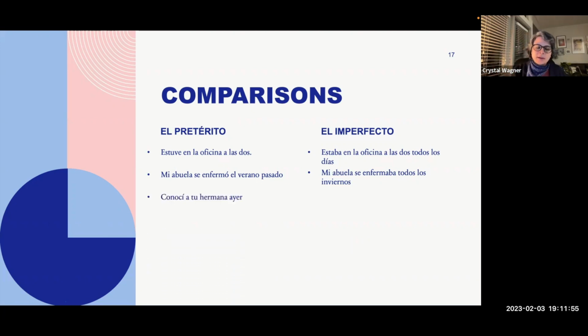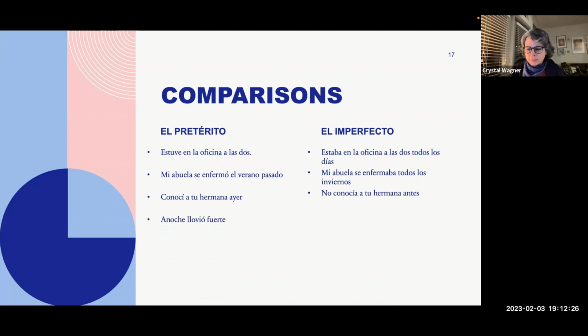Conocí a tu hermana ayer. This is an event that happened. It's a one-time thing. I met your sister yesterday versus no conocía a tu hermana antes. I didn't know your sister before. In this imagined past, we don't know when it happened. We just know that until this point, until whenever, this person had not met, right, their sister. So again, the imperfect.